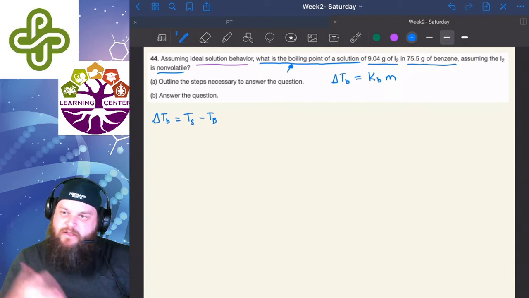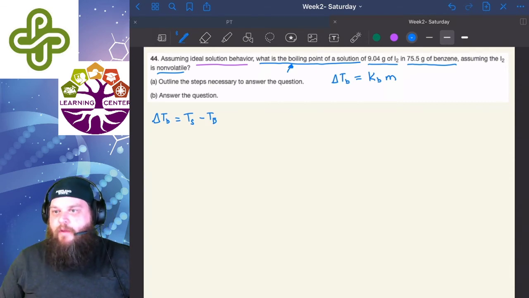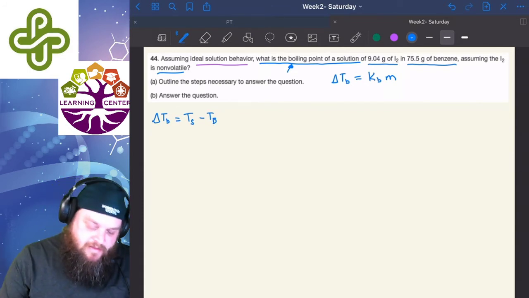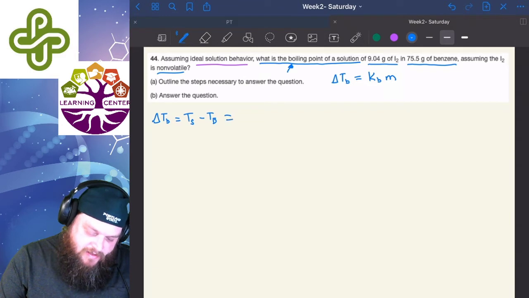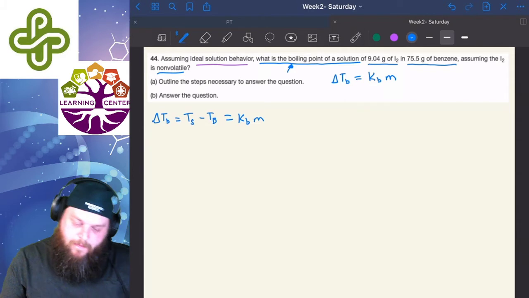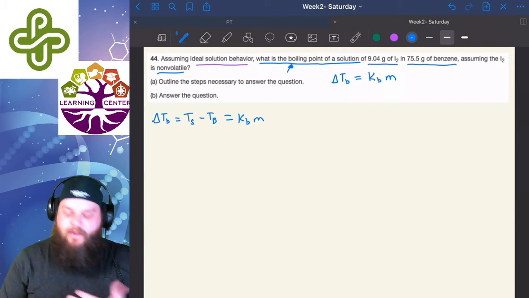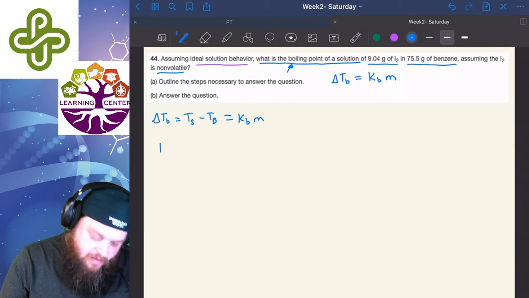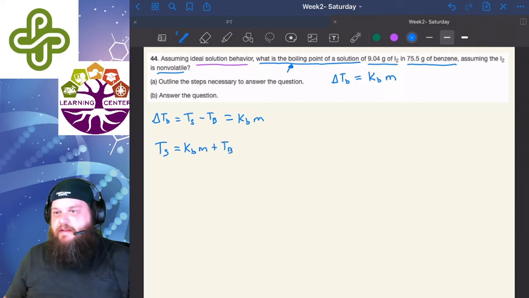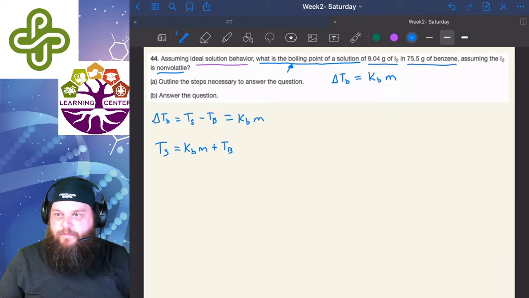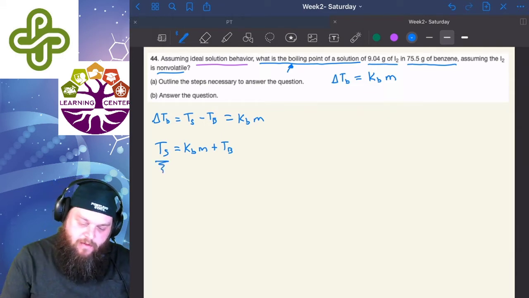Because we know the boiling point of the solution is going to be greater than the boiling point of benzene itself, because it's not a pure substance. So this is going to be equal to that constant times the molality. First we have to find what these values are going to be, and we're going to rearrange this a little bit. The temperature of the solution will be equal to that constant times the molality plus the boiling temperature of benzene, which is my big capital B. So now we're solving for what we're looking for, that boiling point.